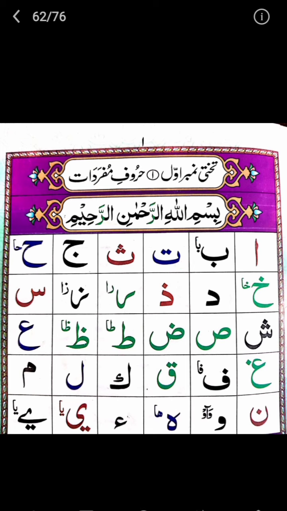The next two letters are sa and seen. So most of the people pronounce seen instead of sa. However, sa is a different letter and seen is a different letter. For example, there is a word in the Quran, there are many words, salasa marrat, but most of the people say salasa marrat. In fact, that is absolutely wrong because seen has a different makhraj and tha has a different makhraj.